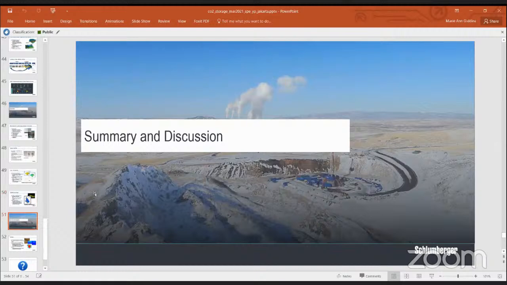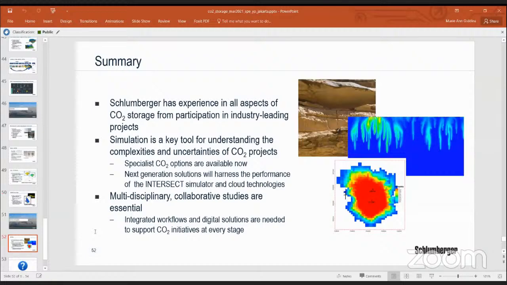Okay, so now I'll just make a quick summary and then we can go to the discussion. So just to summarise, in Schlumberger we have experience in all aspects of CO2 storage as a result of participating in industry-leading projects. What we know from our experience is that simulation is a key tool for understanding CO2. It's very complex. We have specialist CO2 options available now, and we're starting to implement the next generation solutions to make use of the performance of the simulator and the cloud technologies.